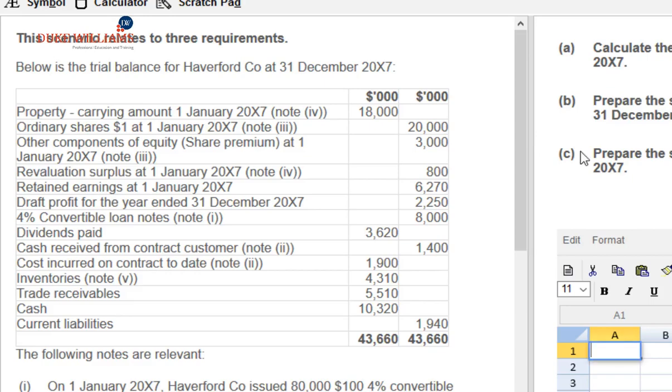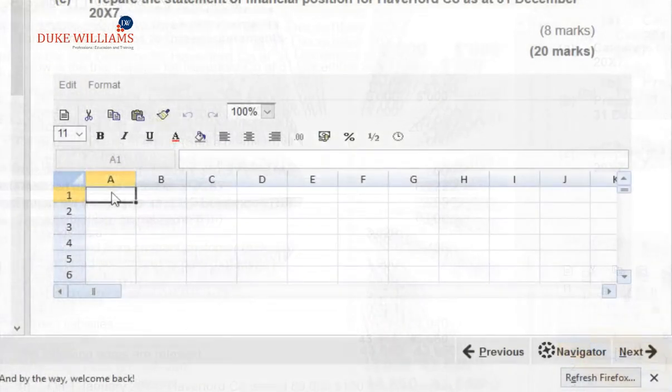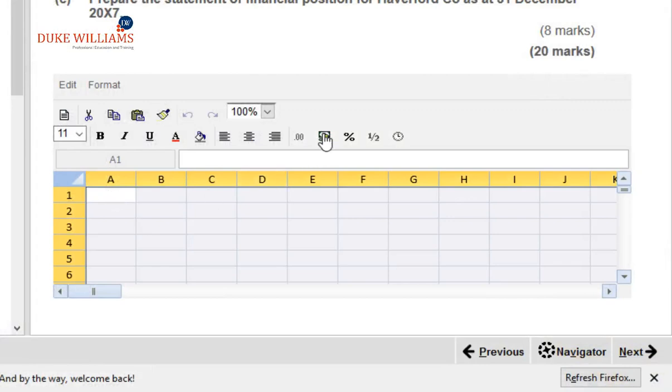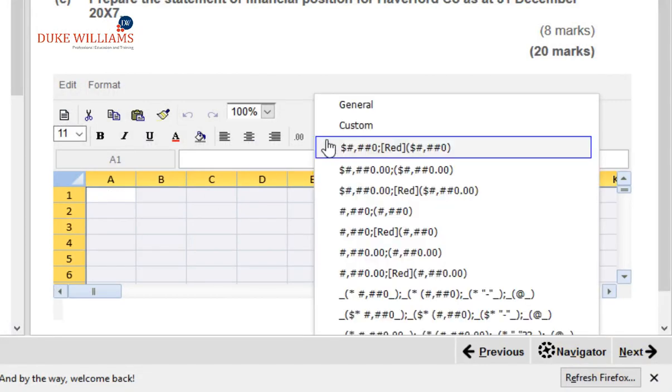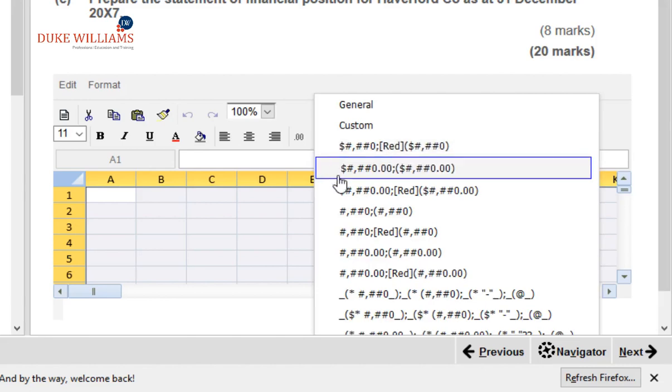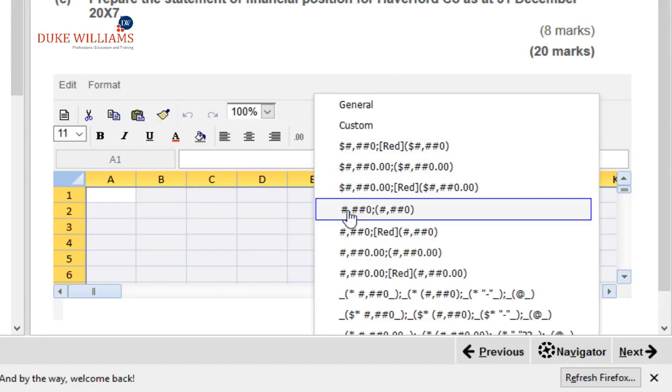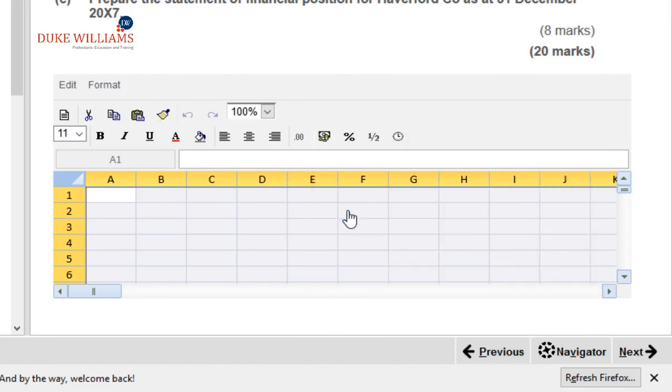We have property at the current amount. But what I often do to start with for any question as we start solving is to first highlight the cells and format them. So I'll go to the currency formatting and I'll choose negatives in brackets and I'll round to a whole number. So I'll round all my calculations to a whole number. So let me choose this one. So the formatting is done.